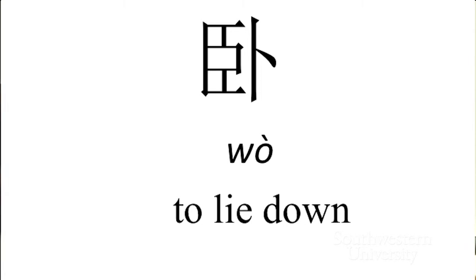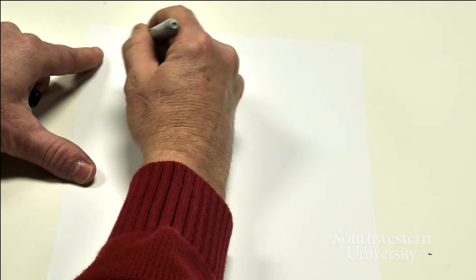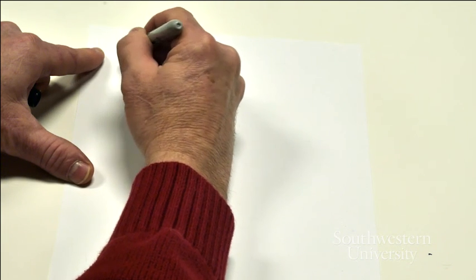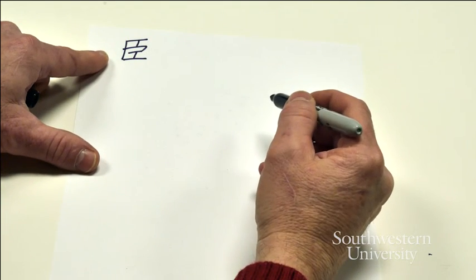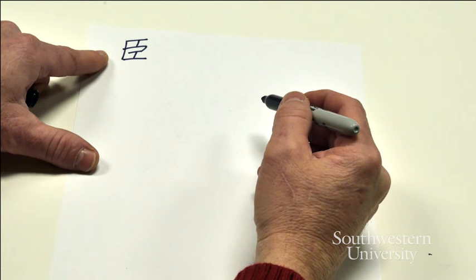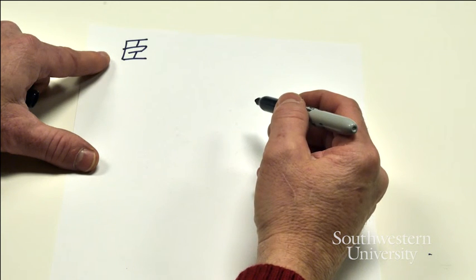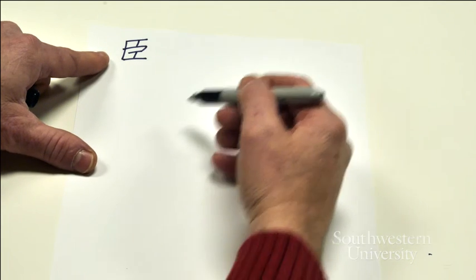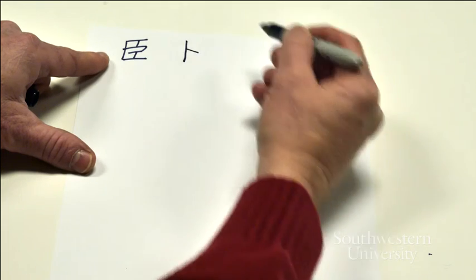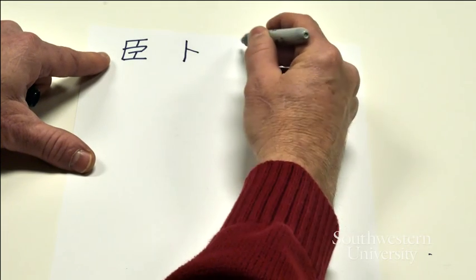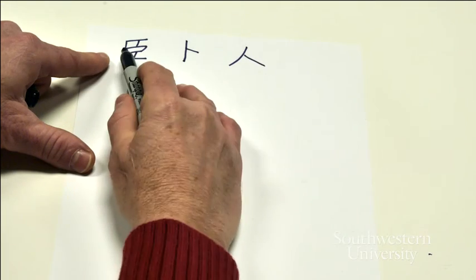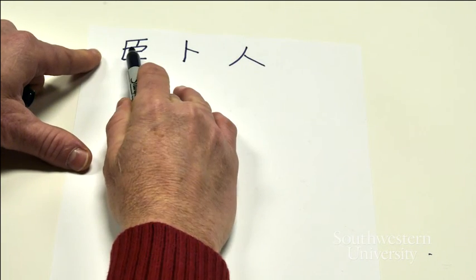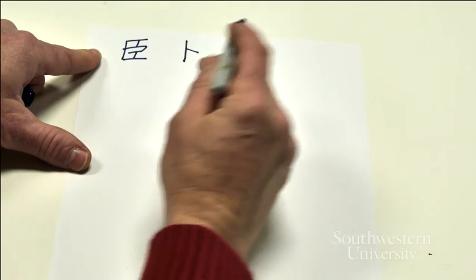Wo. Okay, in this case, this component on the left is a depiction of an eye that is looking askance. So it's an eye turned sideways, the way you look when you lay down. And then the bu on the side, we've learned that as telling a fortune, but it's an adaptation of ren. So it's a depiction of someone lying sideways, indicated by the eye looking askance.